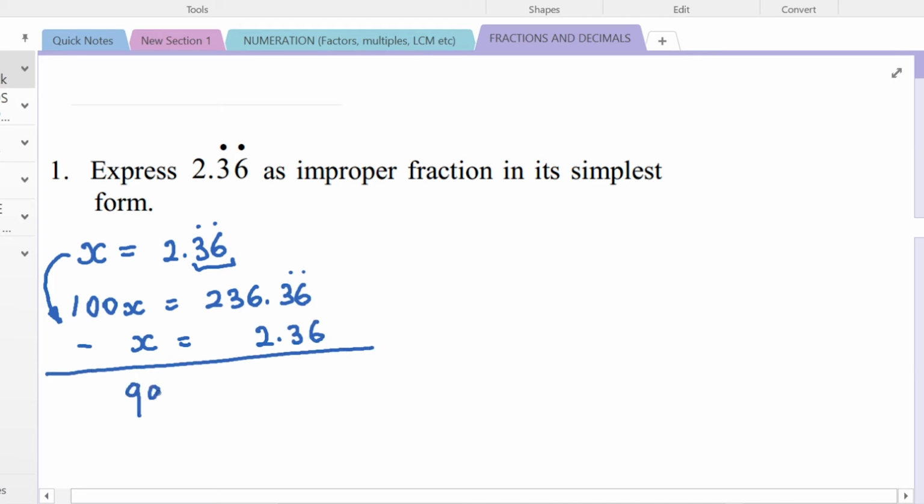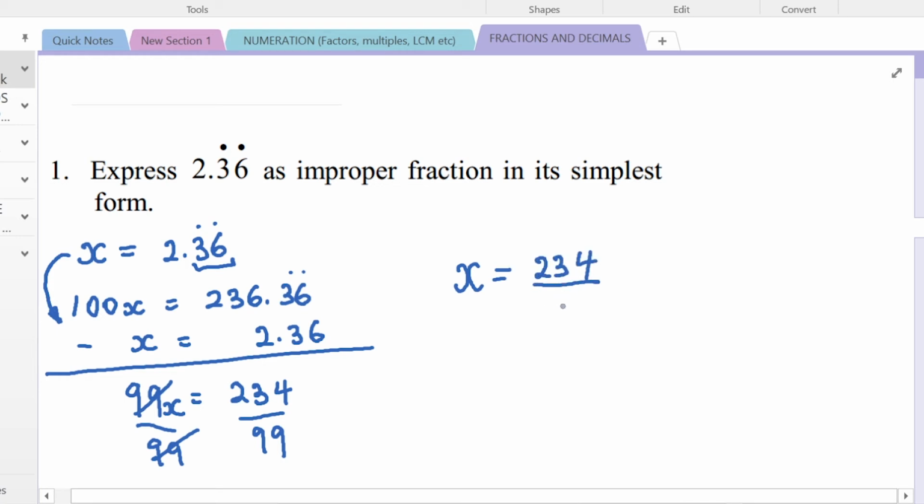When we subtract, we remain with 99x, giving us 234. Divide both sides by 99. This goes with that. We shall remain with our value of x as 234 divided by 99. So we shall end up with, simplifying that into its simplest form.